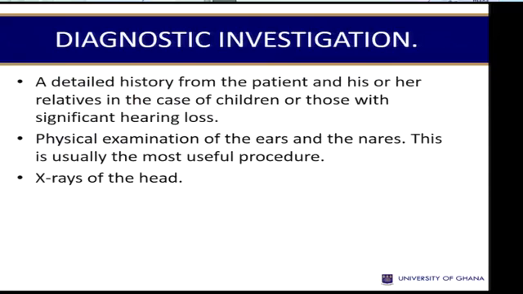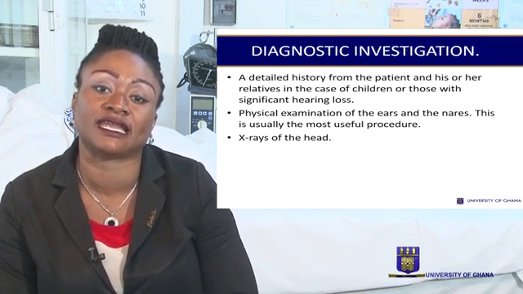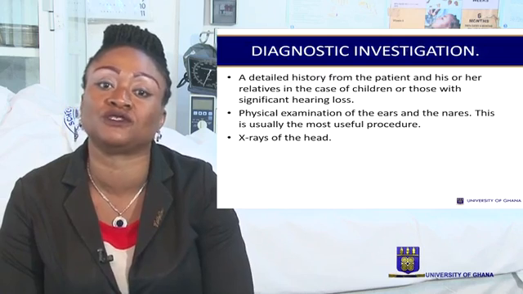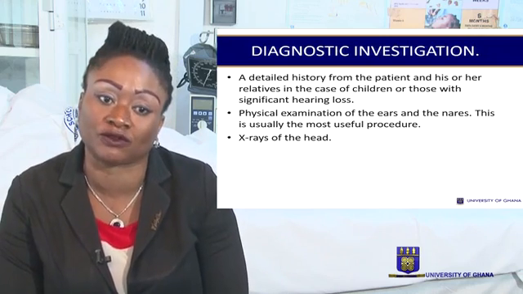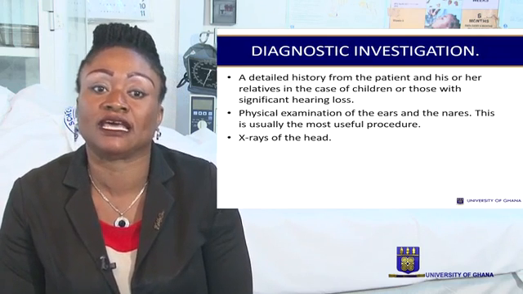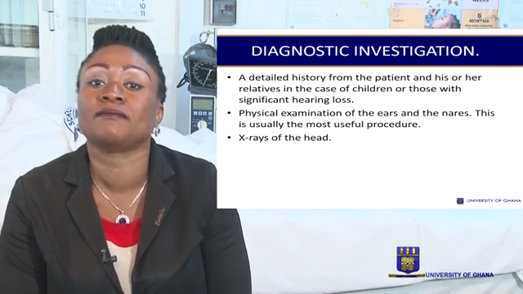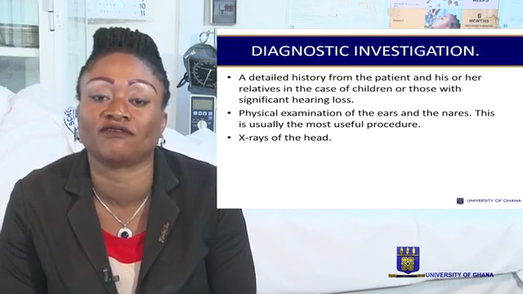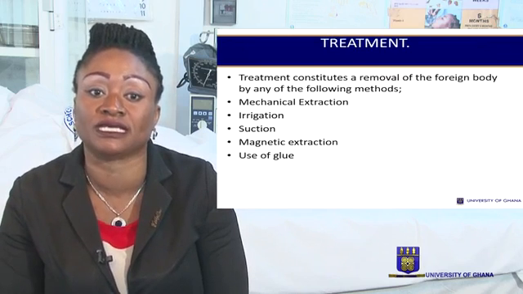Diagnostic investigations may include a detailed history from the patient and his or her relatives in the case of children or those with significant hearing loss, and then thorough physical examination of the ears and nose, which is usually the most useful procedure in identifying these foreign bodies. The use of otoscopes in examining the patient's ear may help to identify any foreign bodies in the ear canal. X-rays of the head may also be done.